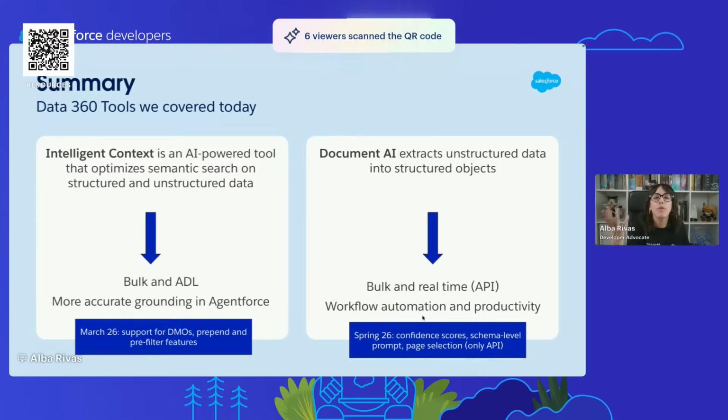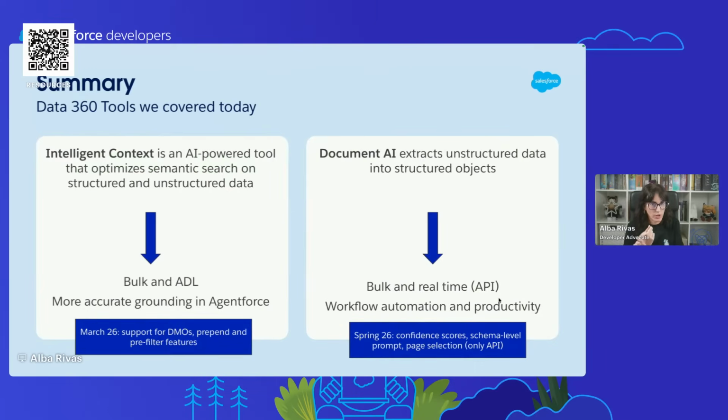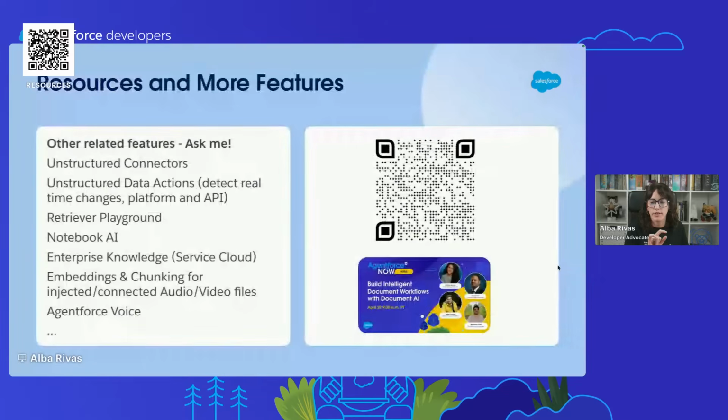We are evolving this feature in Sprint 26. There were a couple of nice things released, such as confidence scores that tell you how confident the extraction is, schema level prompts that we saw in the demo today, and page selection. Although some of the features such as confidence scores and page selection are still only available through the API, developers can already play with them, of course.